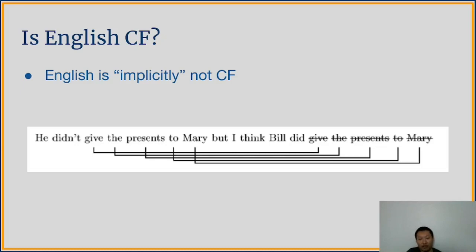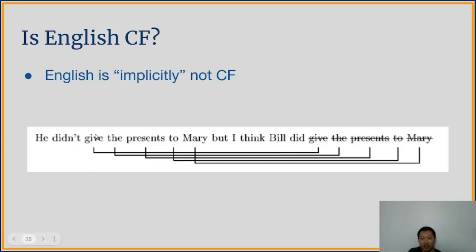So to give an example, let's take this sentence: He didn't give the presents to Mary, but I think Bill did. In this sentence, there are no explicit cross-serial dependencies, but there is an implied sentence that's implied by this sentence. If you just say the sentence, he didn't give the presents to Mary, but I think Bill did, what that actually means is that he didn't give the presents to Mary, but I think Bill did give the presents to Mary.